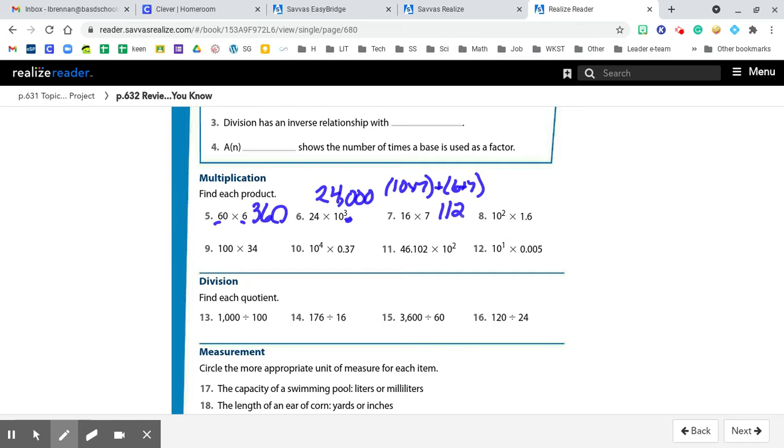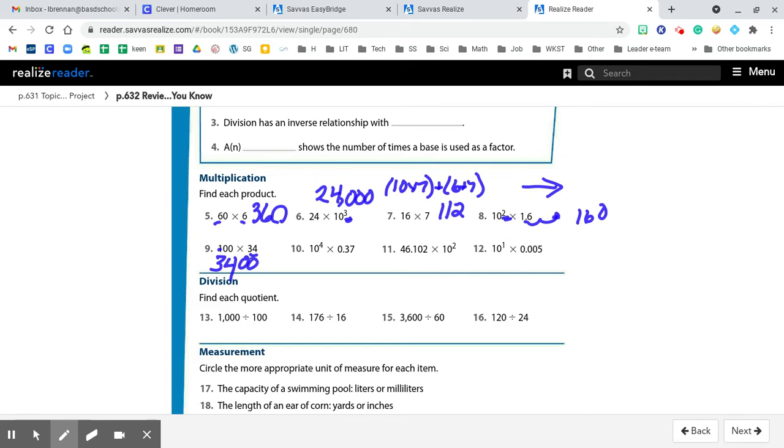8 to the second power times 1.6. When you multiply by an exponent, you're going to move the decimal to the right. And in this case, we'll move it 2 places. 1, 2. We're going to annex a 0. So we get 160 on that. 100 times 34. Solve a simpler problem. 1 times 34 is 34. Bring our 2 zeros over.